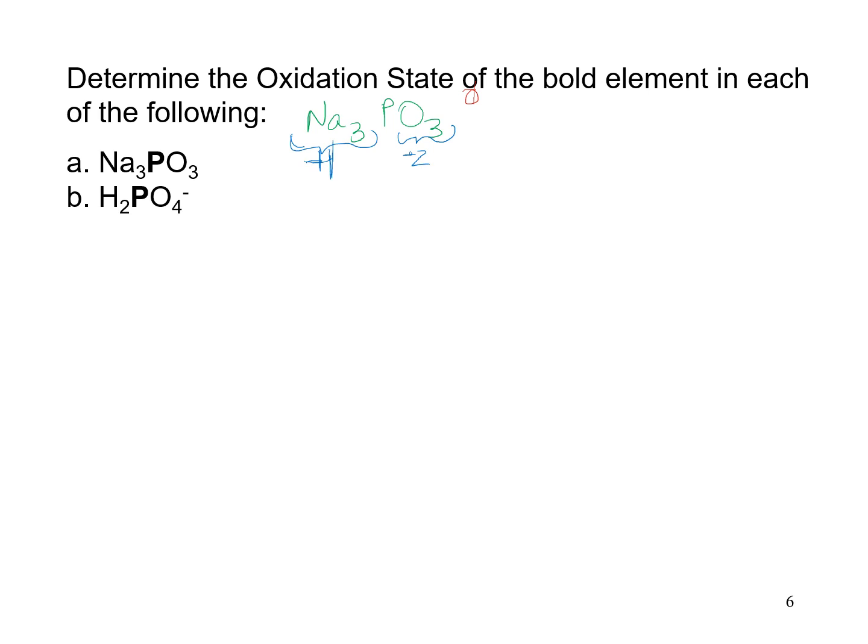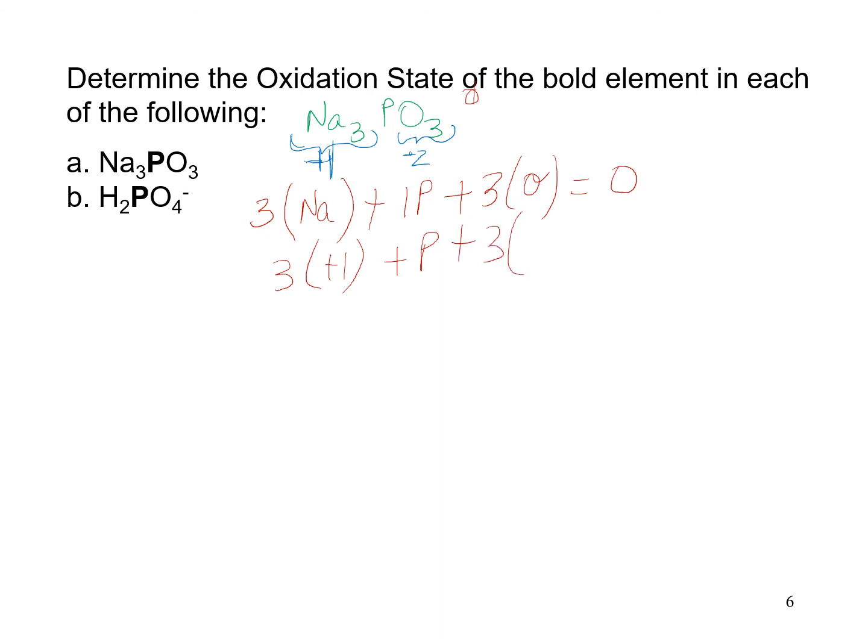Okay, so what is the total charge here? 3 sodium, so 3, and each sodium, let me just write in this form right now. So 3 sodium plus 1 phosphorus plus 3 oxygen, everything in total is going to be equal to 0. Okay, let's just plug in the numbers that we know. 3 times +1, each sodium is +1. Phosphorus is what I'm solving for. 3 times, each oxygen here is -2, is equal to 0.